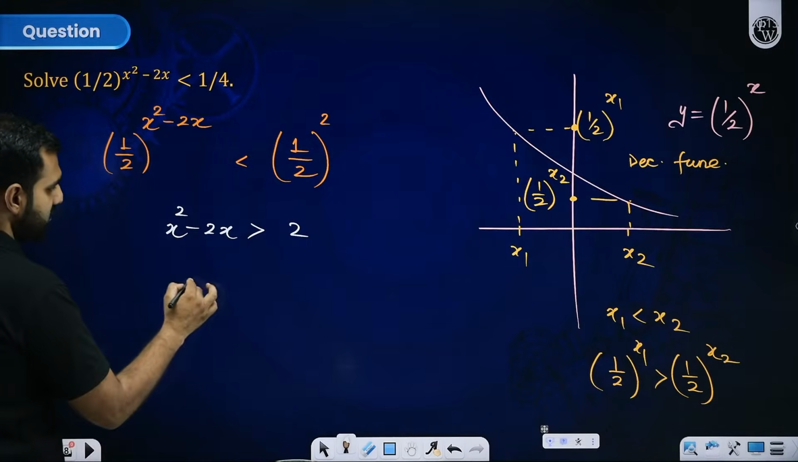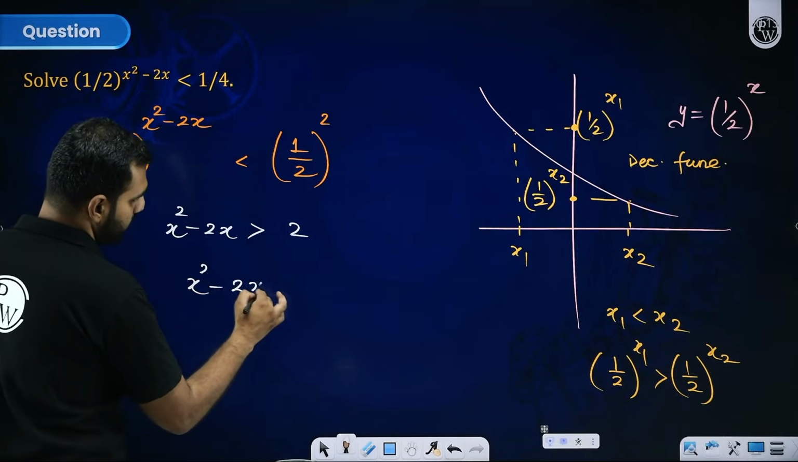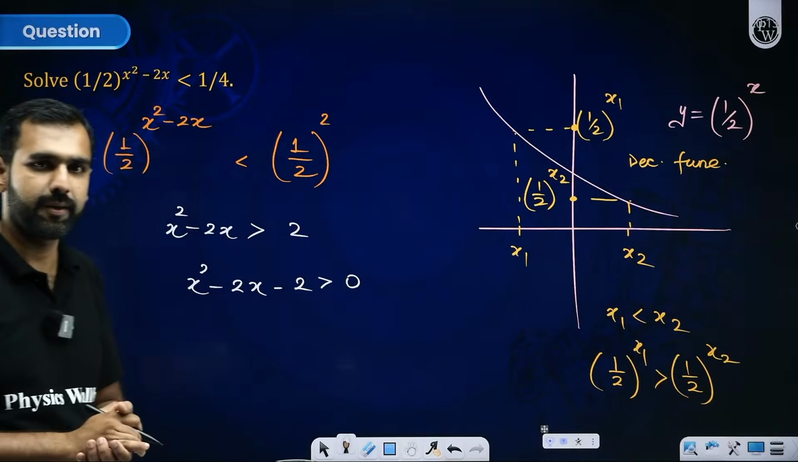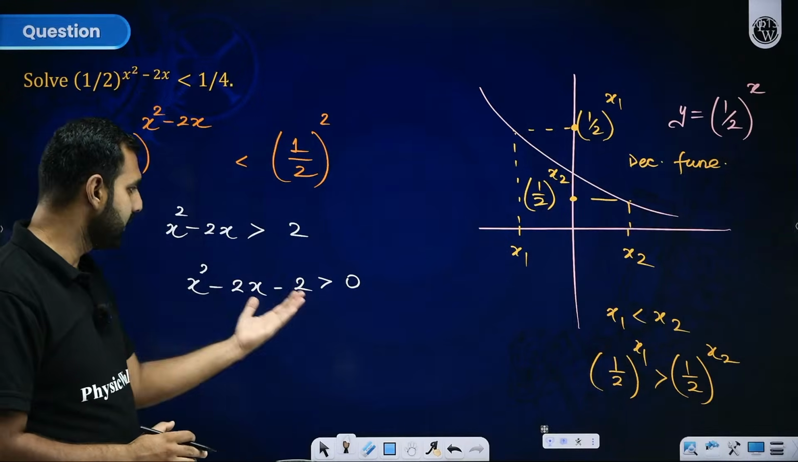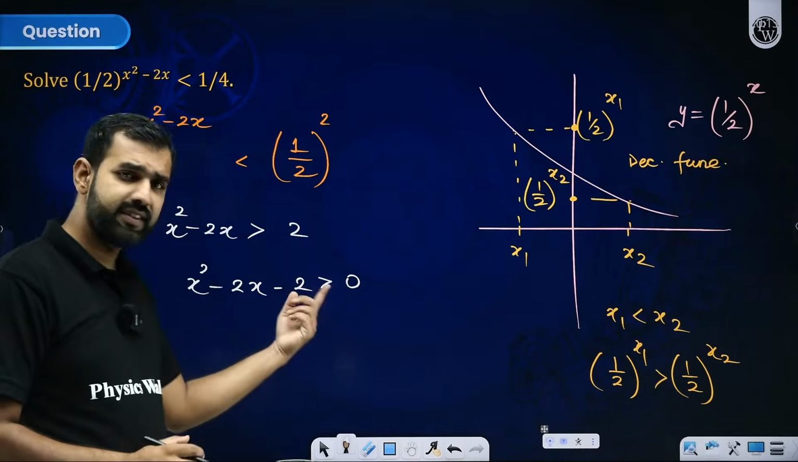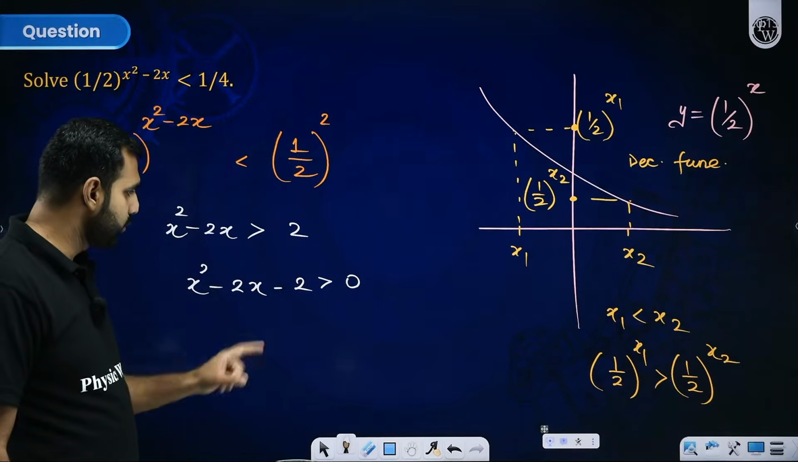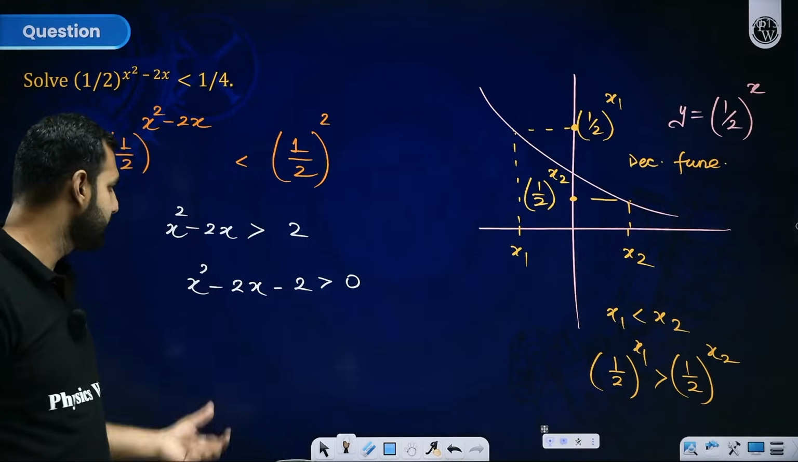With this, if I rearrange it, it becomes x square minus 2x minus 2 greater than 0. And I hope you know how to solve this quadratic. This is going to be a simple quadratic inequation. So first of all, minus 2, this is minus 2. Splitting the middle term, I think, is not working well.